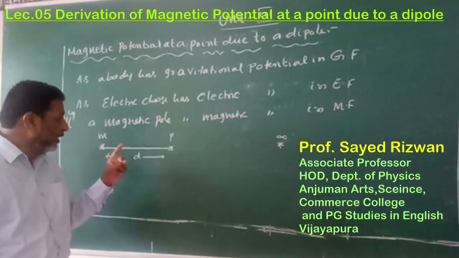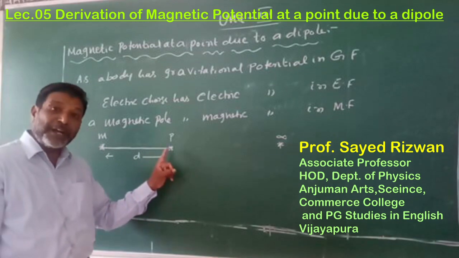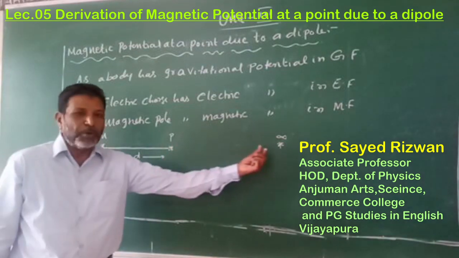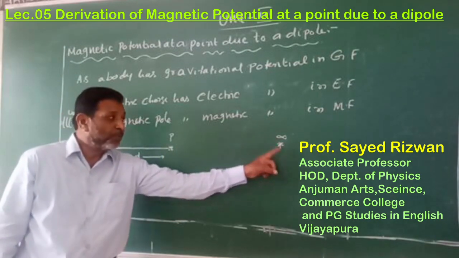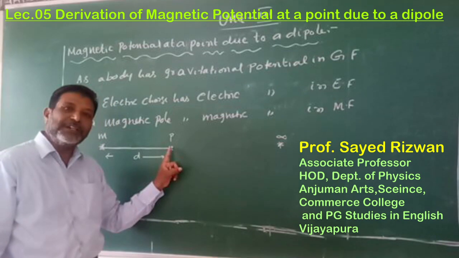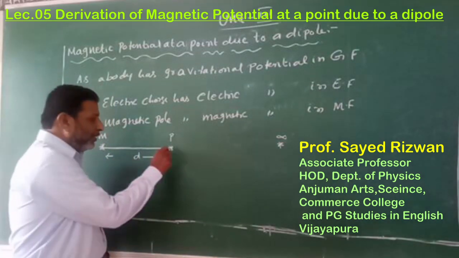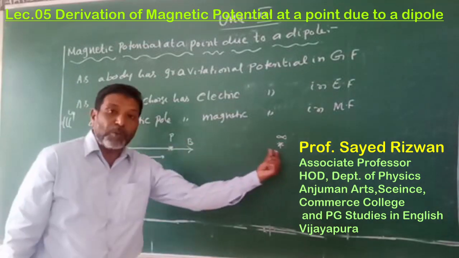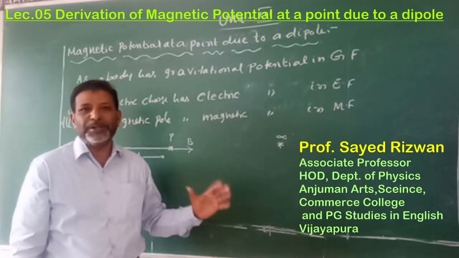According to the definition, if this is a magnetic pole, the magnetic potential at this point is equal to the amount of work done in bringing a unit north pole from infinity to the point against the field. Against the field means that if the magnetic field is in this direction, you are bringing the pole opposite to that. That is the definition of the magnetic potential.